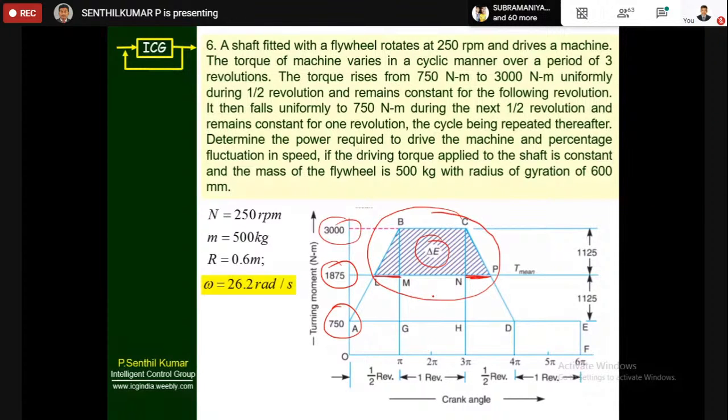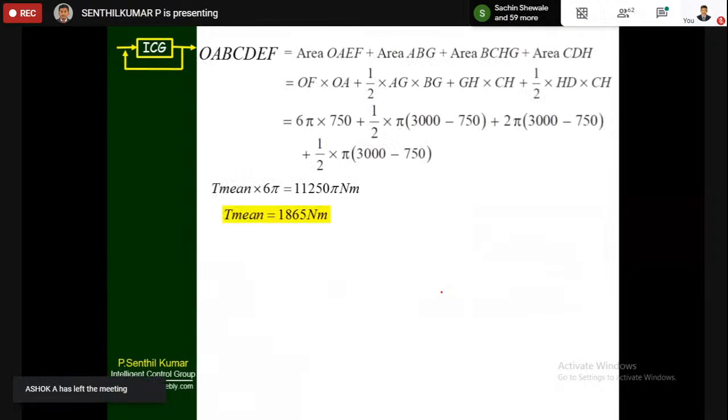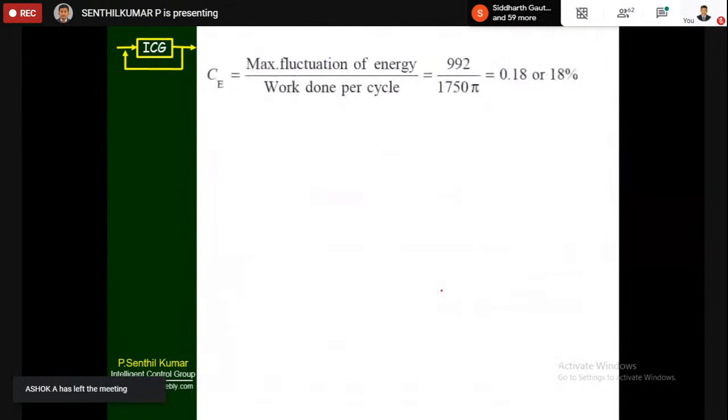So don't think that this is a problem they won't ask. Okay, some data they will give you in the problem and they will ask you to find out. So it is possible. So these are the possible questions from flywheel. So this is one area.